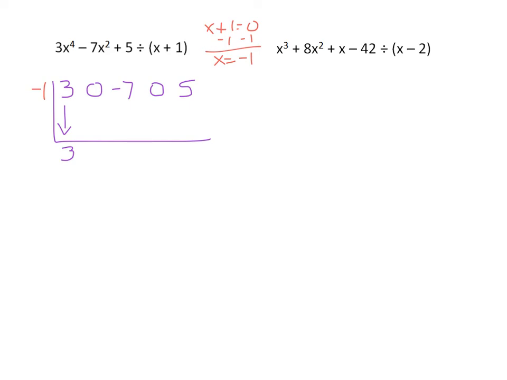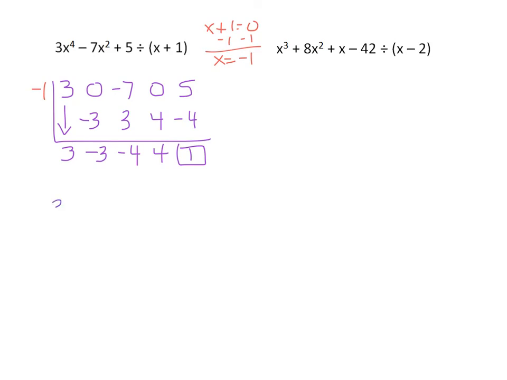So we're going to take negative 1 times 3, which is negative 3. And we're going to add 0 plus negative 3, which is negative 3. And then we're going to multiply negative 1 times negative 3, which is positive 3. And we're going to add negative 7 plus 3, which is negative 4. And then we're going to multiply again the negative 1 times the negative 4, which is positive 4. And we're going to add 0 plus 4 is 4. And then lastly, multiply negative 1 times the 4, which is negative 4, and add, and we get 1. Again, this is our remainder, and we're going to rewrite our answer.